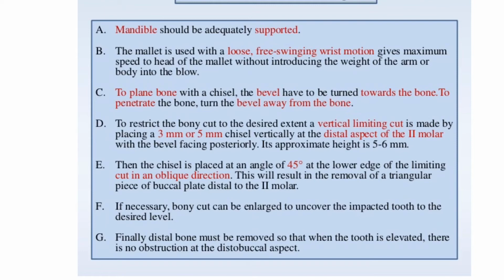If necessary, bony cut can be enlarged to uncover the impacted tooth to the desired level. Finally, distal bone must be removed so that when tooth is elevated, there is no obstruction at the distobuccal aspect.